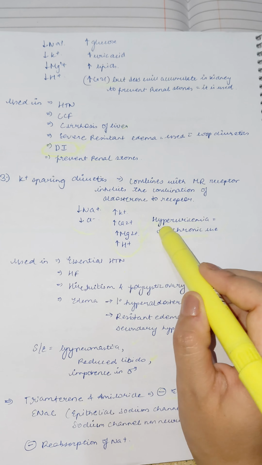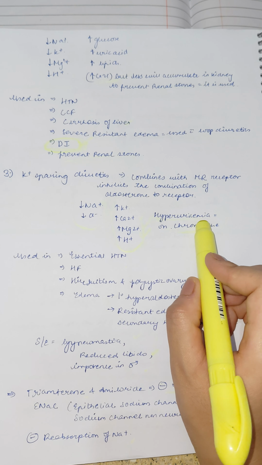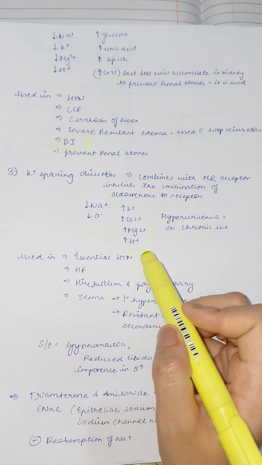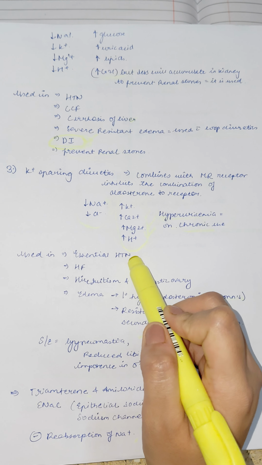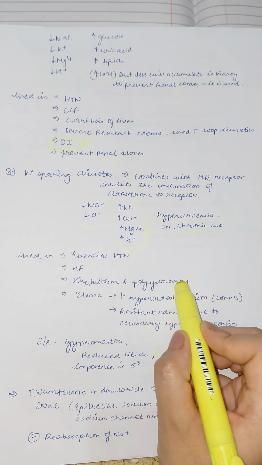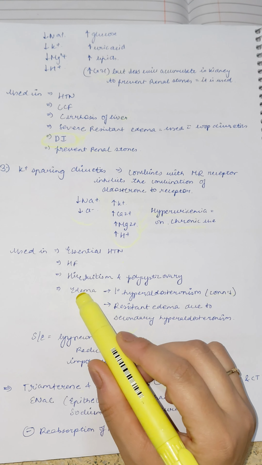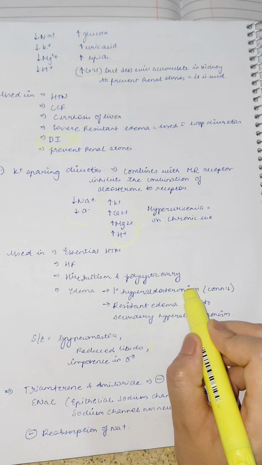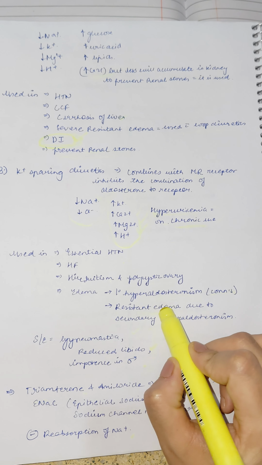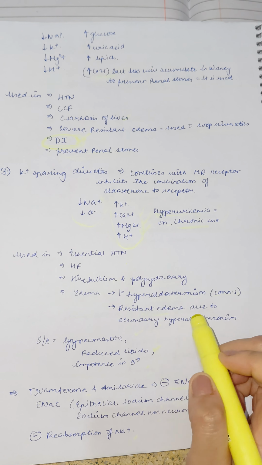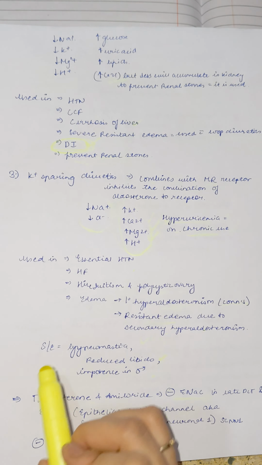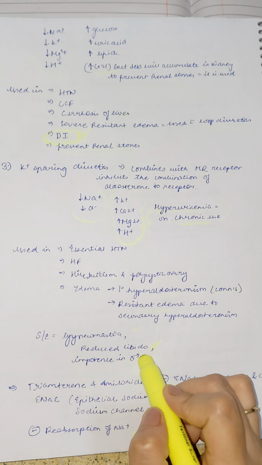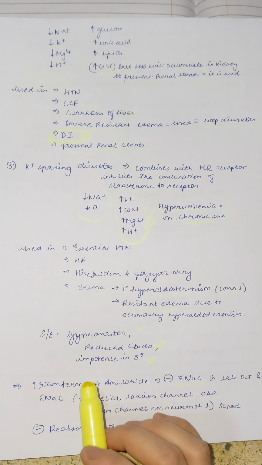Along with that, hyperuricemia will also be seen in cases of potassium-sparing diuretics on chronic use. It is used in cases of essential hypertension, heart failure, hirsutism and polycystic ovary. In cases of edema, it is also used, such as Conn's disease, which is primary hyperaldosteronism, and in resistant edema due to secondary hyperaldosteronism. Its side effects are gynecomastia, reduced libido, impotency in males.